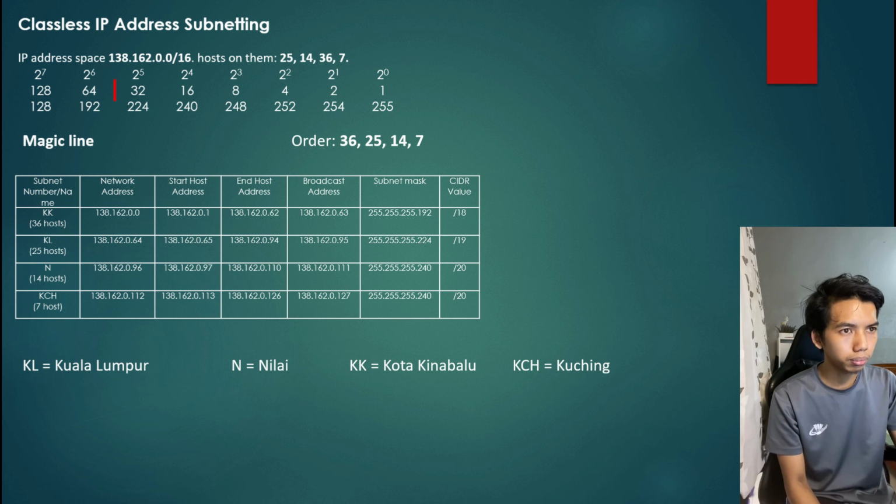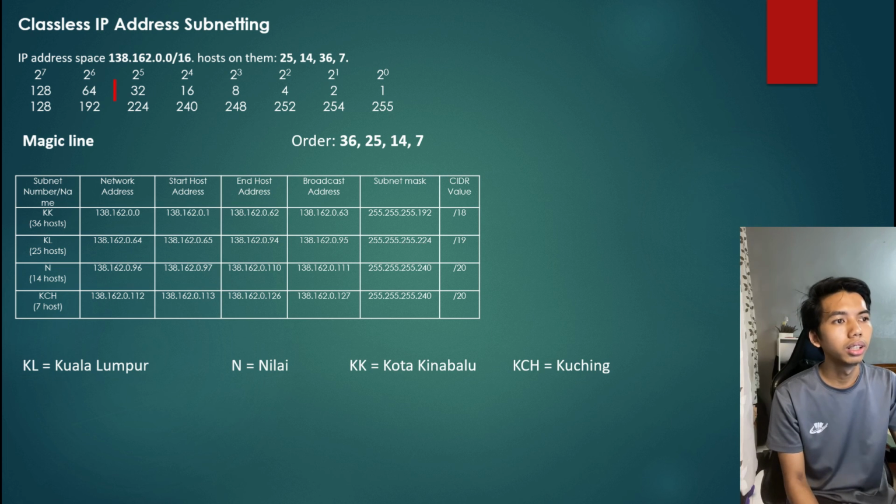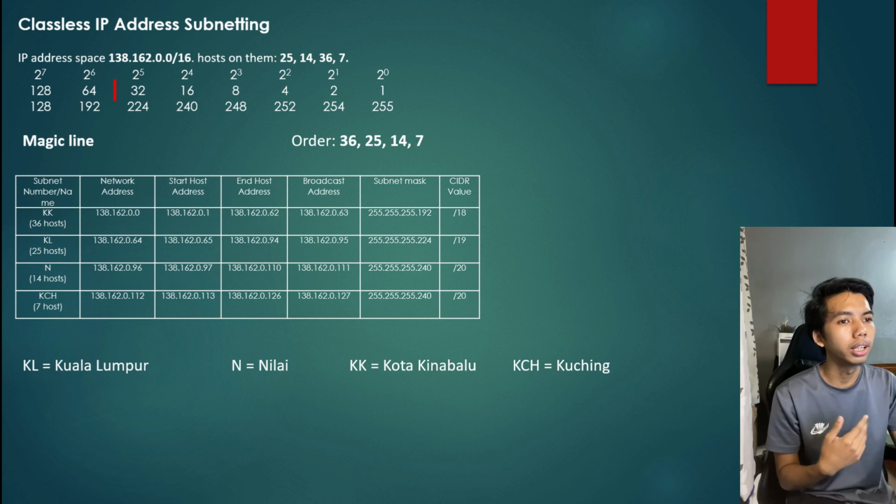For the CIDR value, how do we find it? First, the same method: we take the hosts and add 2 until we get 38. We put the magic line there, and here is the 2 bits. So 16 plus 2, and then we get 18. Same also for Kuala Lumpur, Nilai and Kuching.